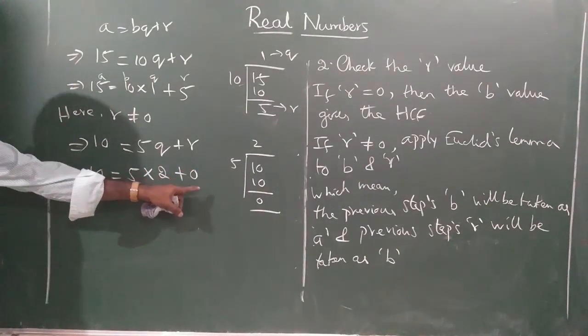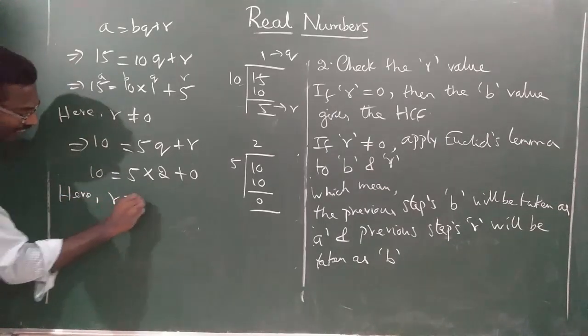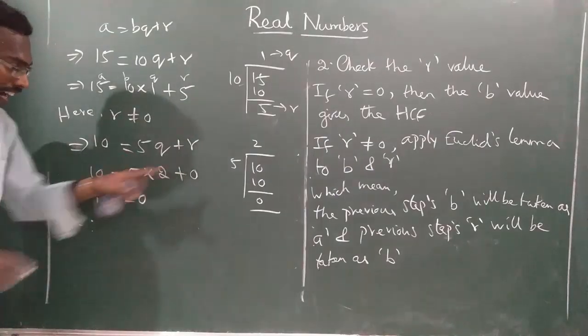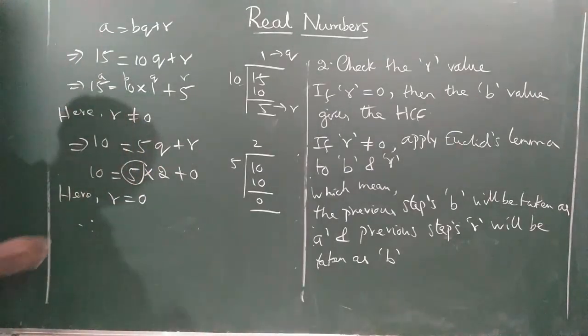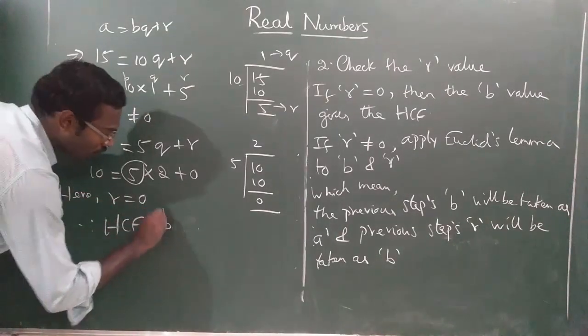So now the remainder is 0. Now the sum is over. So here that's all. Remainder is equal to 0. Therefore, what is the B value? Therefore, HCF is equal to the B value. HCF is equal to the B value.